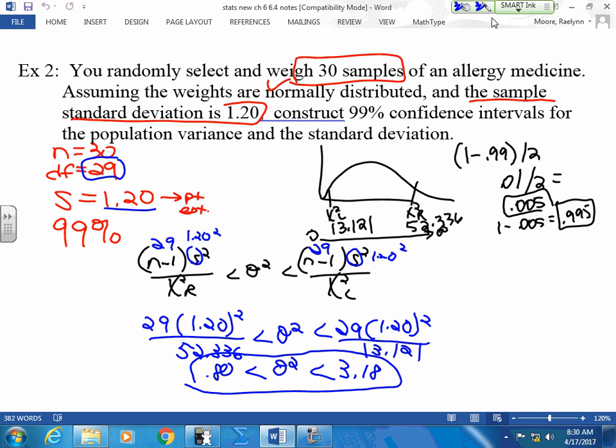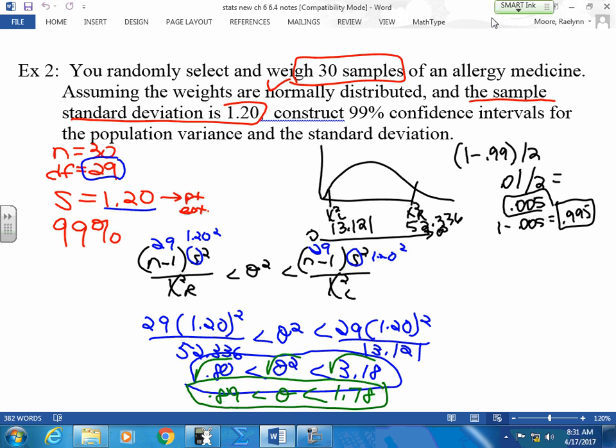Okay, now, how do I get my standard deviation? I don't have to redo anything. All I have to do is take the square roots of these. So I take the square root. When you take the square root of a decimal less than 1, you actually get a larger number. I take the square root of this one too. That is my confidence interval for my standard deviation. It's that simple.